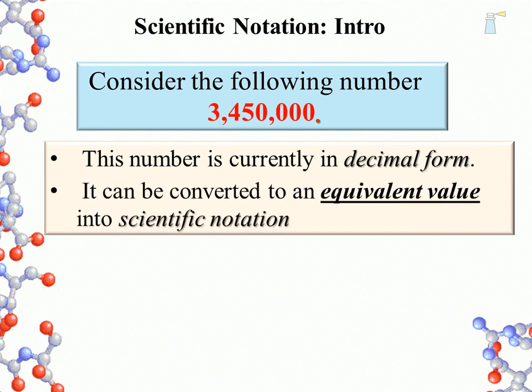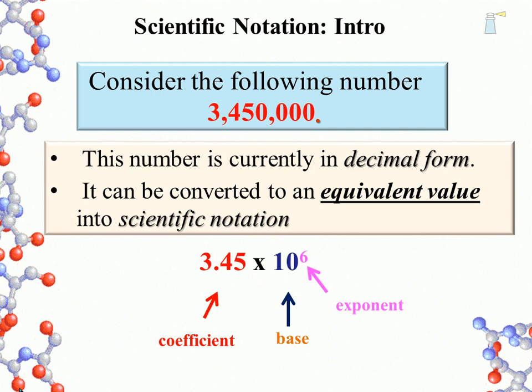3,450,000 can be converted into an equivalent or equal value using scientific notation, and that is 3.45 times 10 to the 6. Scientific notation is rewriting a large or small number as the product, that's multiplication, of two numbers. The digits 3, 4, and 5 are called the coefficient. The 10 is a base, and the 6 is an exponent. The base and the exponent are what give the number its size, really large or really small.